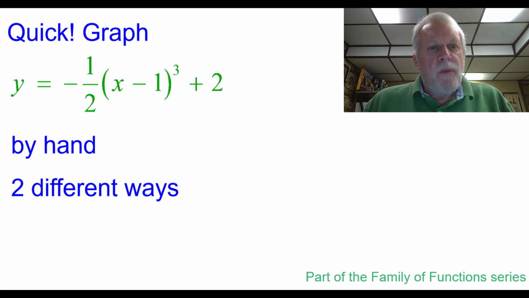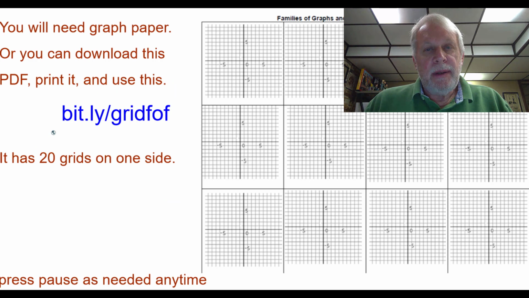Quick, graph y equals -1/2 times the quantity of x minus 1 cubed plus 2 by hand 2 different ways. This is part of the Family of Functions series. You will need graph paper, or you can download this PDF and print it. Press pause as needed anytime during this video.